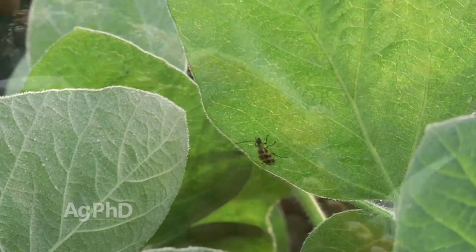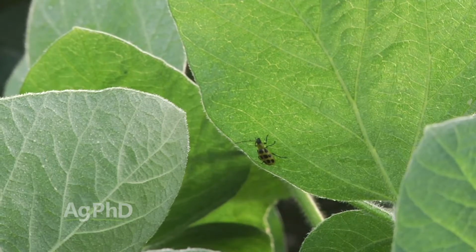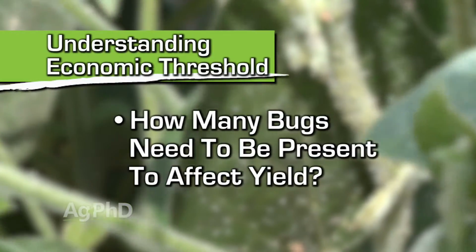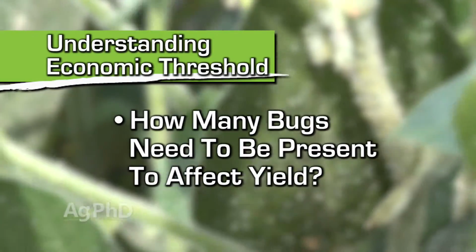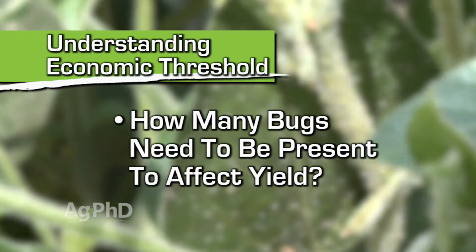When we have a bug that shows up in our crop, we want to know how many bugs it takes to affect yield. So let's just say, for example, it takes 10 bugs to show up and it costs us 1 bushel in yield. Okay, so that's just the baseline. That's what we need to know.